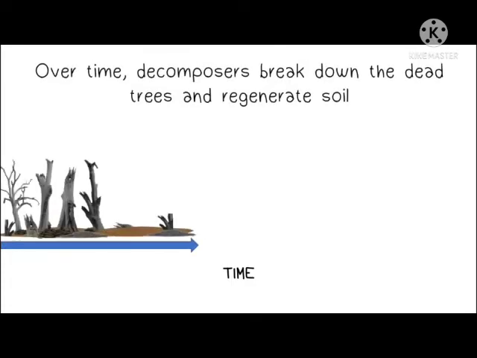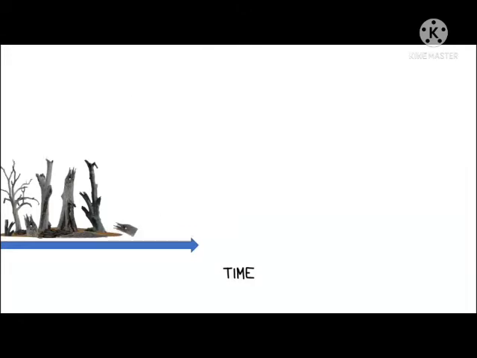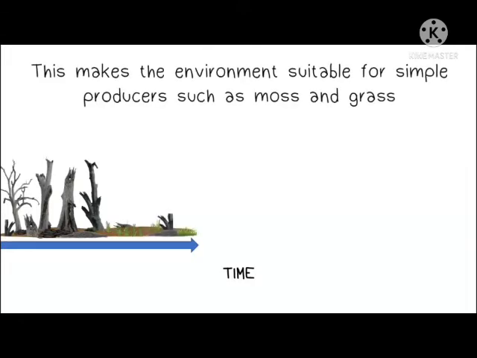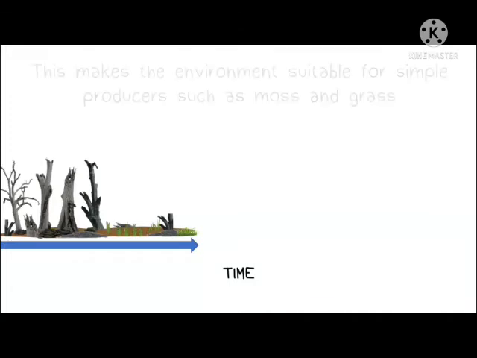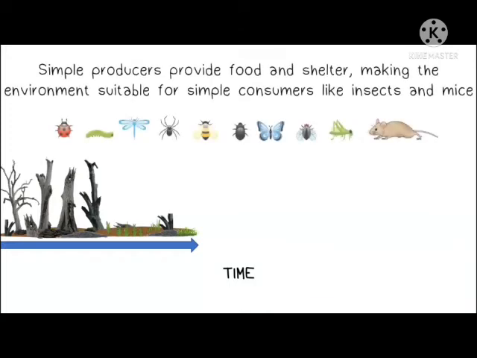Over time, the decomposer breaks down the dead trees and regenerates soil. This makes the environment suitable for simple producers such as moss and grass. Simple producers provide food and shelter, making the environment suitable for simple consumers like insects and mice.